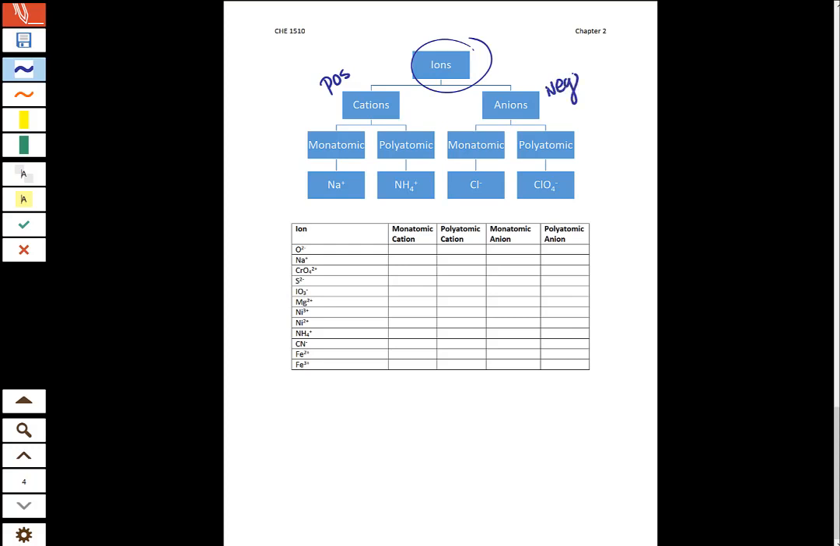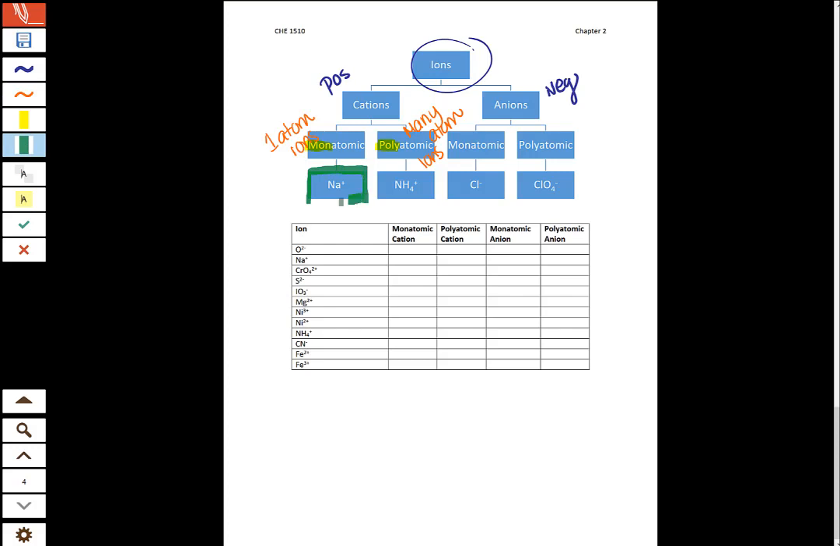Then we start looking at the cation section. Notice how there is this mon, right? Monatomic and polyatomic. Mon is part of the abbreviation of mono, and mono means 1. So monatomic is 1 atom ions. Polyatomic is many atom ions.